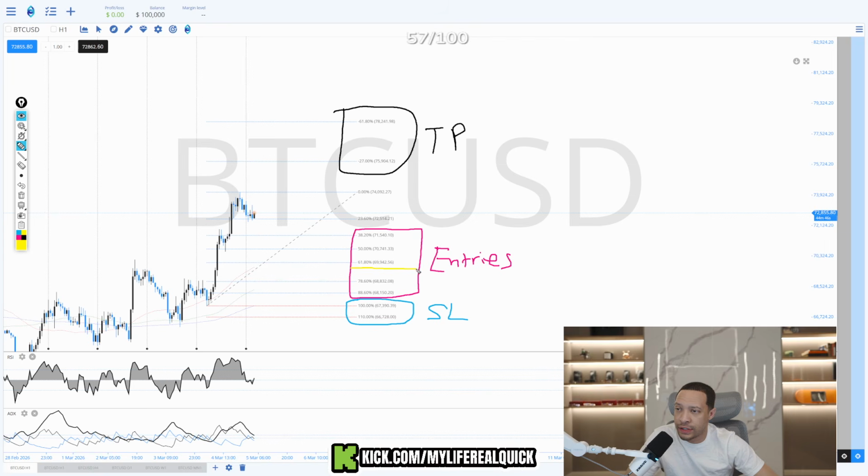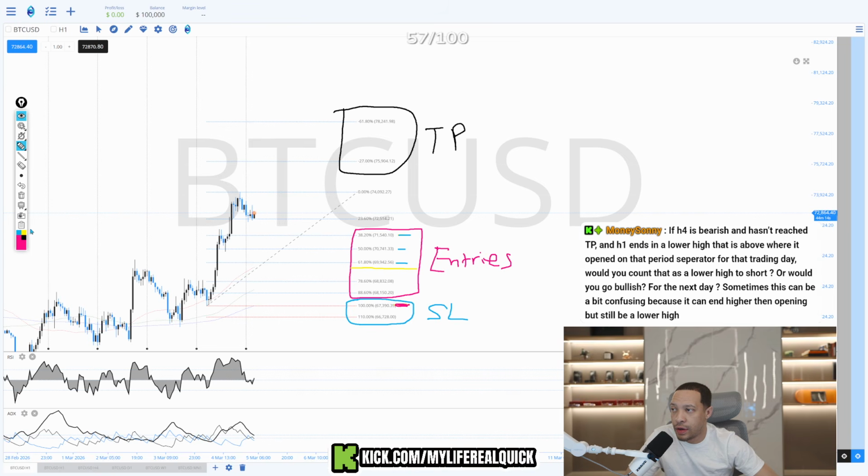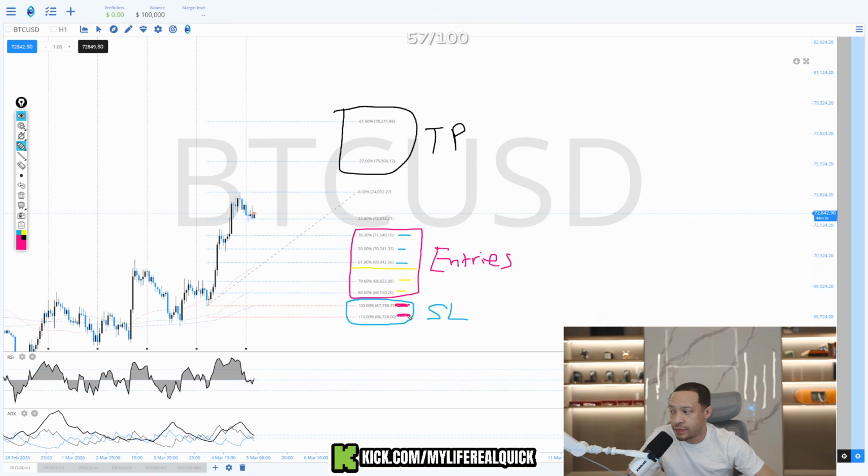I'm going to put a divider right here for a reason, and I'm going to just break it down. So the 38.2, the 50, and the 61.8, I use this stop loss right here, the 100. When it comes down to the 78.6 and the 88.6, I use this stop loss here, the 110. I'm going to say that again. The 38.2, the 50, and 61.8, I use the stop loss at the 100. The 78.6 and 88.6, I use the stop loss at the 110.